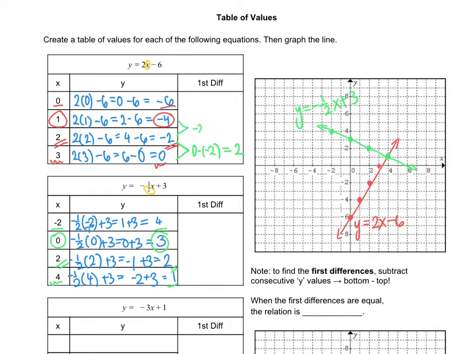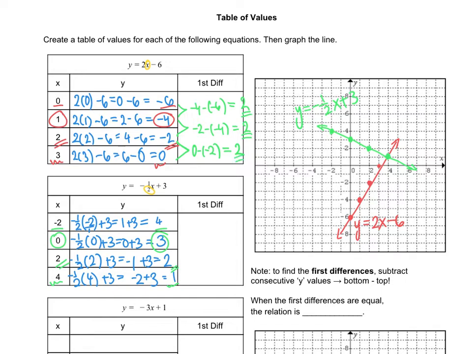Then I go again. -2 subtract -4. Again, the double negative makes it -2 plus 4, which is also positive 2. And finally, -4 subtract -6 gives me 2 once again. Be very careful with your signs here, because if you're not careful with your positives and negatives, it can really mess up your first differences. Notice here, our first differences are the exact same. They're all 2. Let's see if that happens in our next scenario.